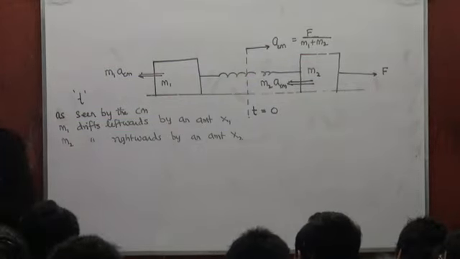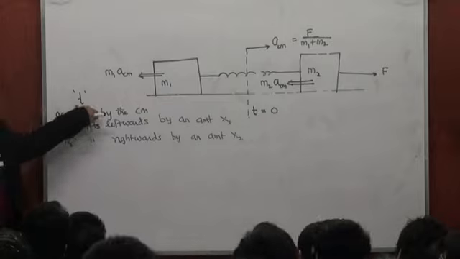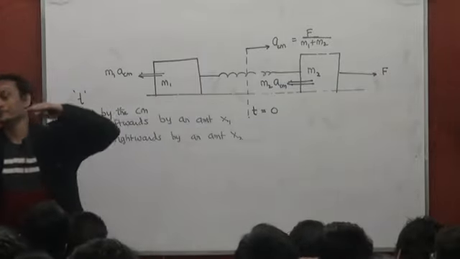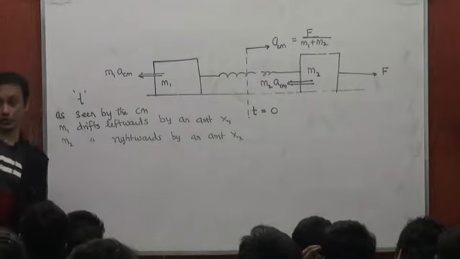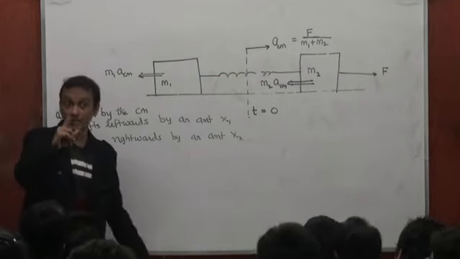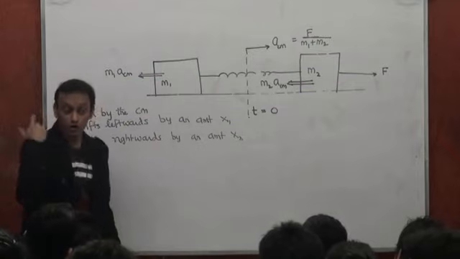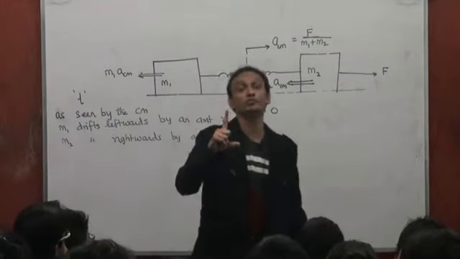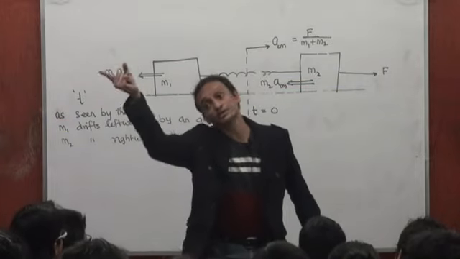So between t equal to 0 and t equal to t, I'm going to apply the work energy theorem. In the center of mass frame, I will apply the work energy theorem. So if I apply the work energy theorem in the center of mass frame, the displacements relevant would be displacements as seen by the center of mass observer.